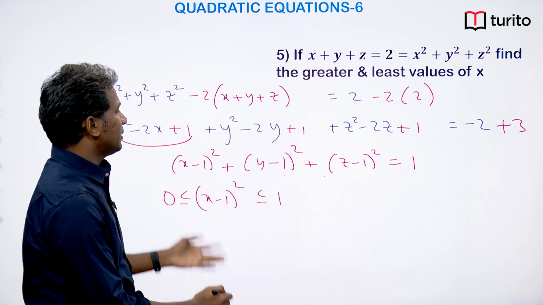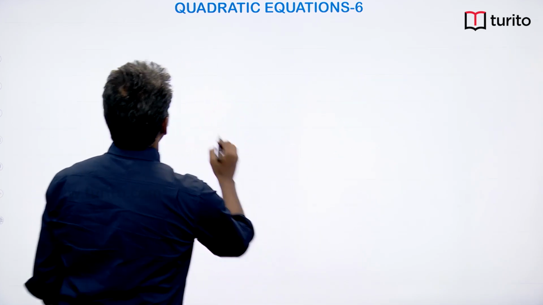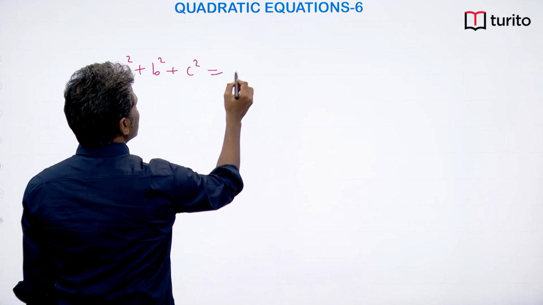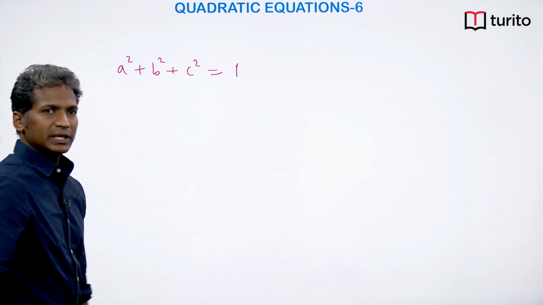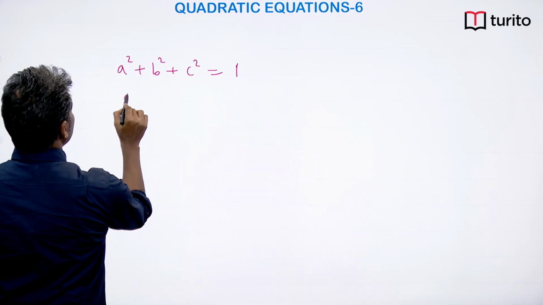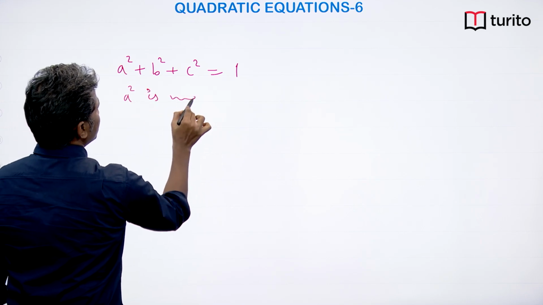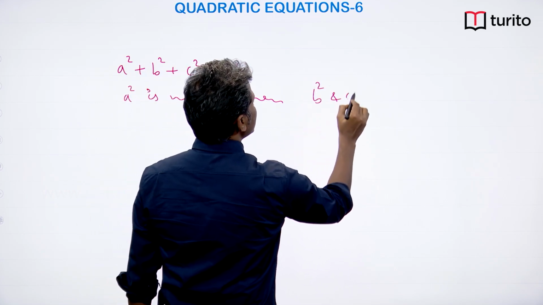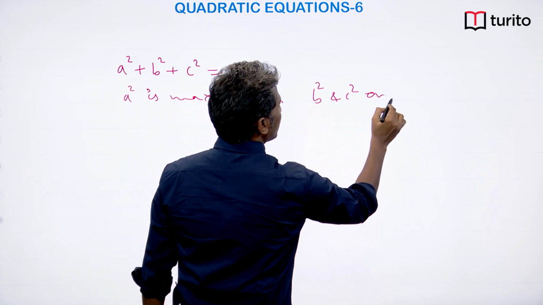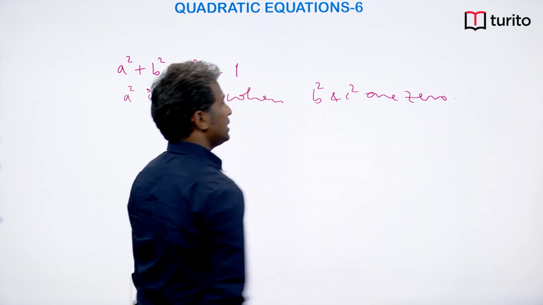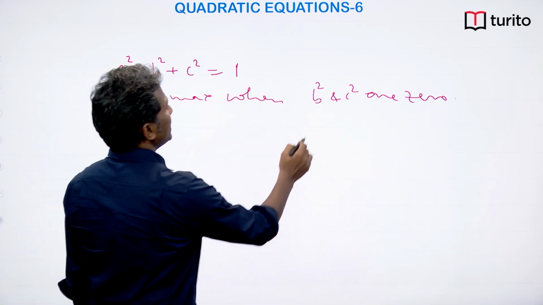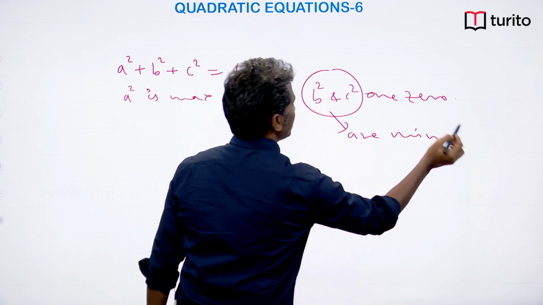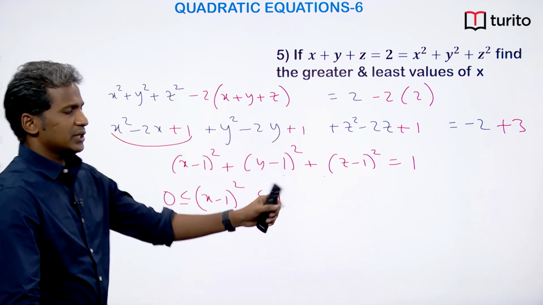Okay. So, here whenever there is a situation like this, let us say a square plus b square plus c square is some positive constant. So, here it is 1, so I am taking 1. So, we can say that a square is maximum when b square and c square are equal to 0, only then a square will become maximum. So, basically these must be at their own minimum. Okay. So, that is the idea that we are using here.